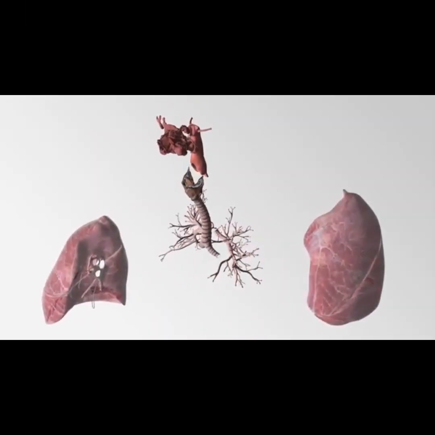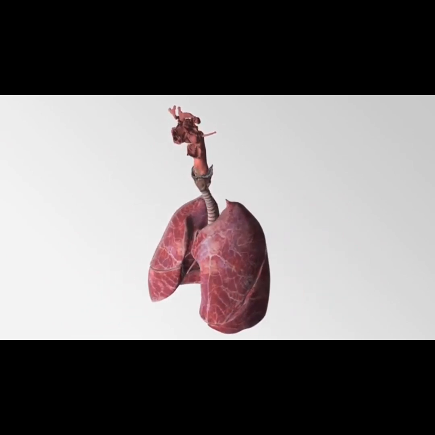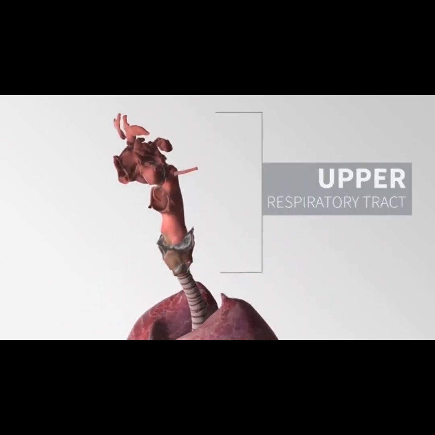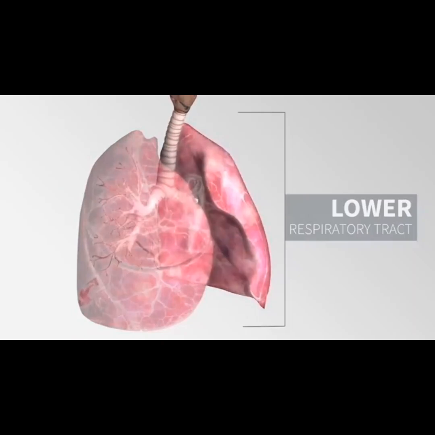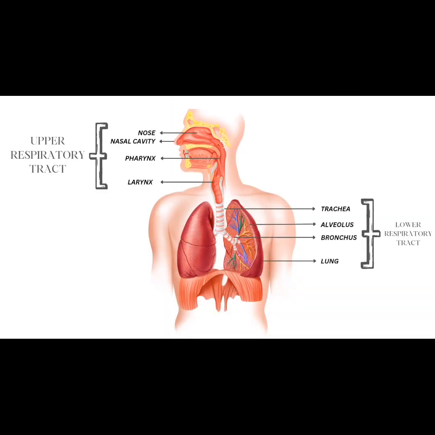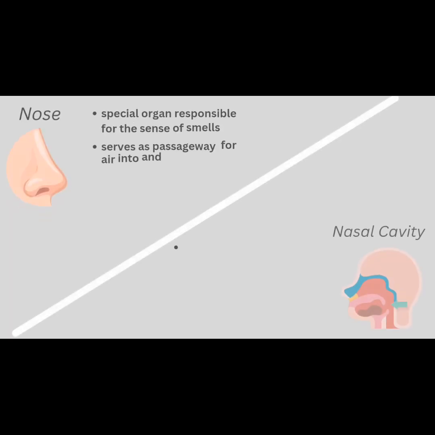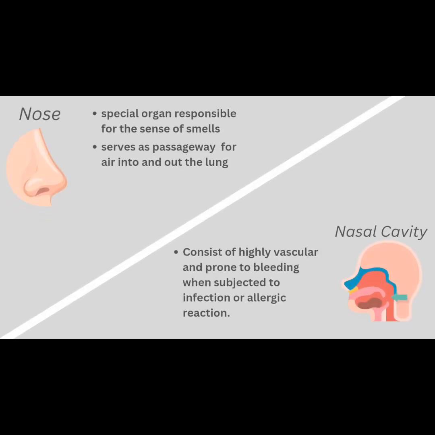The respiratory system is divided into two areas, the upper respiratory tract and the lower respiratory tract. The nose is a special organ responsible for the sense of smell and serves as a passageway for air into and out of the lung that is composed of bone, cartilage, and lined by mucous membrane.